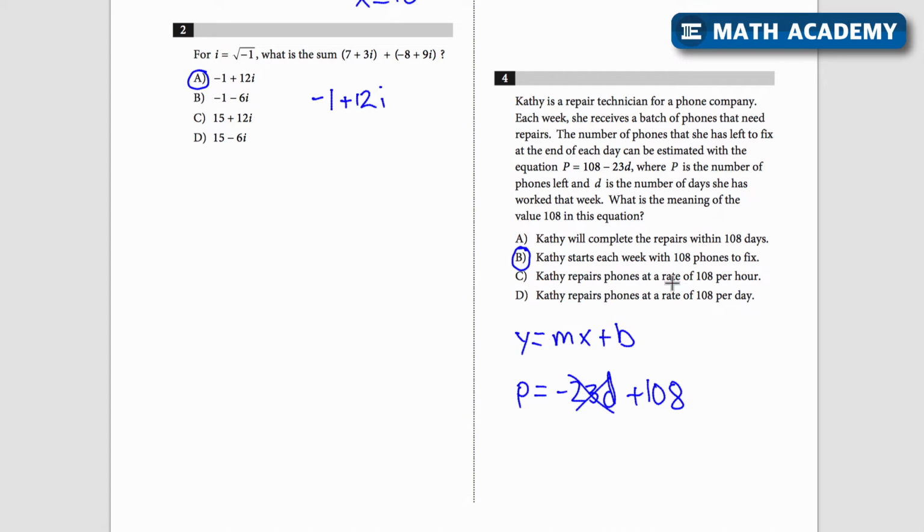Kathy repairs phones at a rate of 108 per hour. No, it's not 108 per hour, and it's not even per hour, because this is days anyways. D, Kathy repairs phones at a rate of 108 per day. Again, the rate was negative 23 per day. So that means there's 23 fewer phones each day that she has to fix. A lot of problems like this will ask you about the rate of change or the initial value.